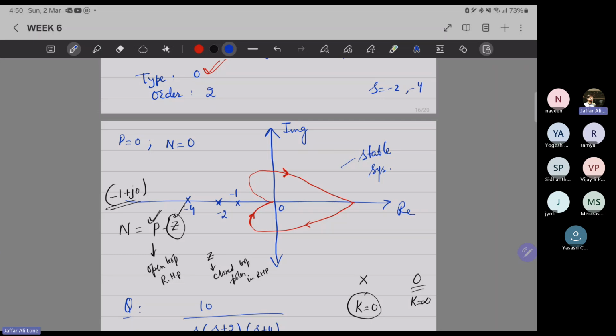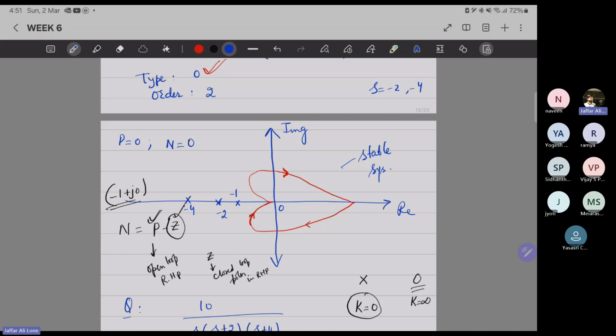So first of all, we have to see the open loop transfer function. From the open loop transfer function, we'll get the value of P. Then we will draw a polar plot and then the inverse polar plot and then the infinite semicircle. When we are done, we'll get the number of encirclements. When we get the number of encirclements, we can find the value of Z. If Z is positive, then the system is unstable because there is at least one pole in the right half plane which is making my system unstable.